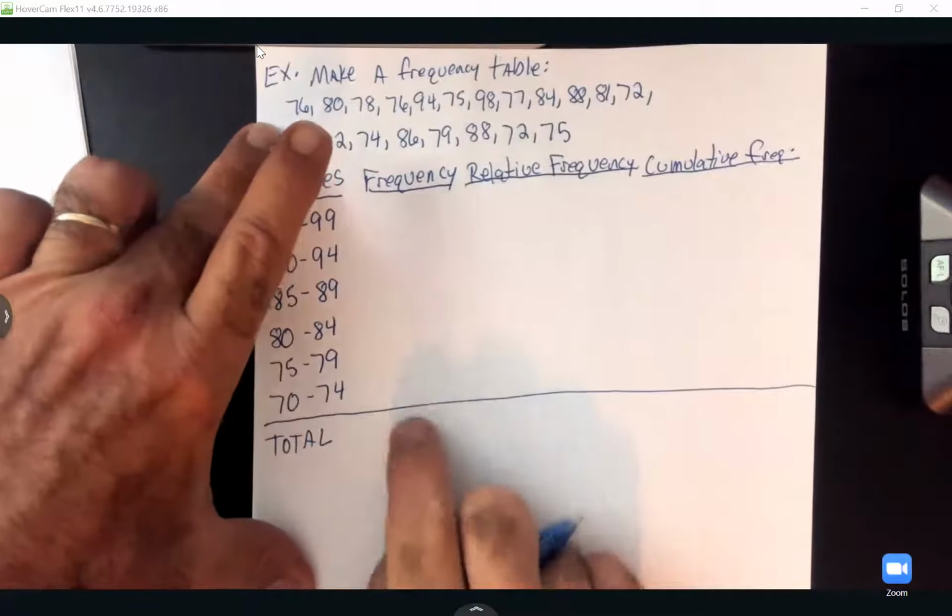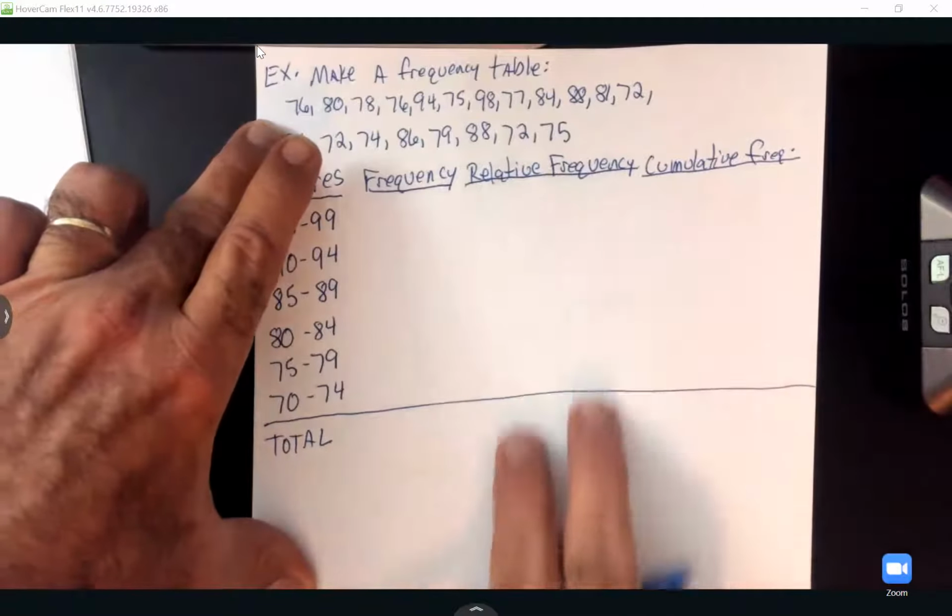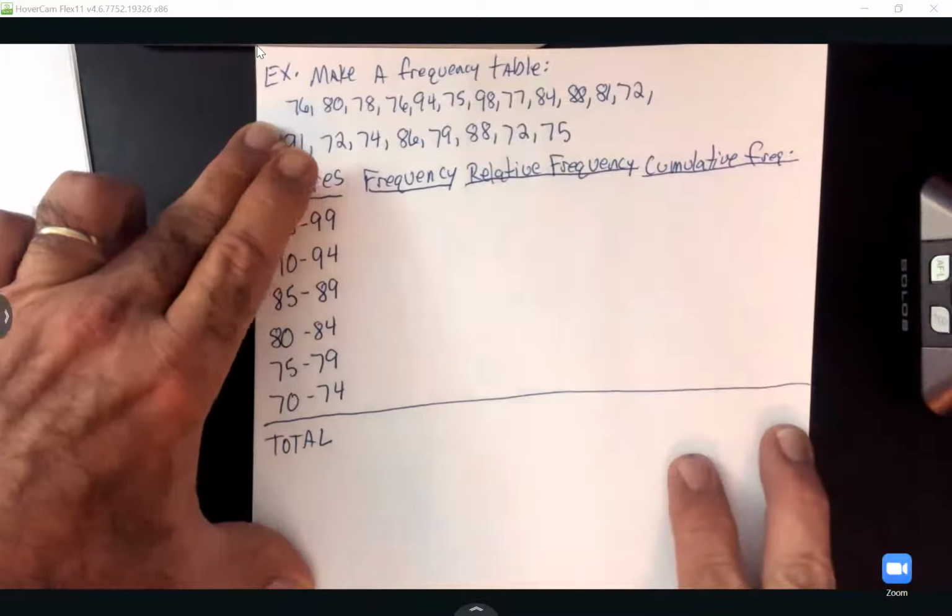So I'll get my frequency and I'll find my total of that, my relative frequencies, and then my cumulative frequencies.